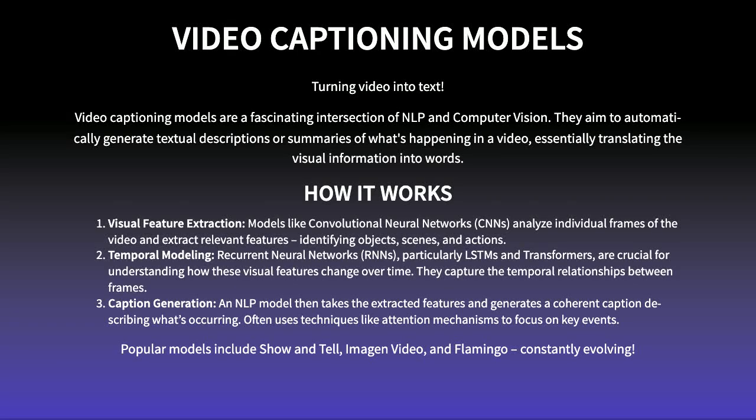Okay, let's talk about video captioning. These models are basically teaching computers to read videos and turn what they see into text. First, a computer vision system analyzes each frame of the video using things like CNNs to identify objects, people, and actions. Then often an LSTM or transformer steps in. It looks at how these visual elements change over time, understanding the sequence of events. Finally, another part of the model uses NLP to string together words and create a caption that describes everything happening. There are some really cool models out there like Show and Tell, Imagen Video, and Flamingo. It's a rapidly developing field.